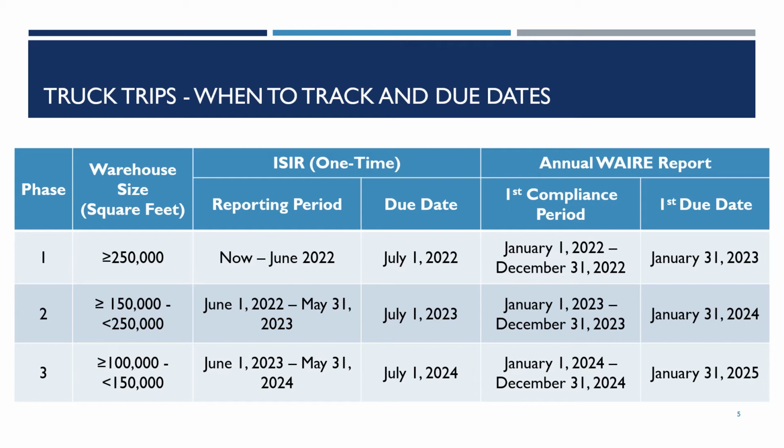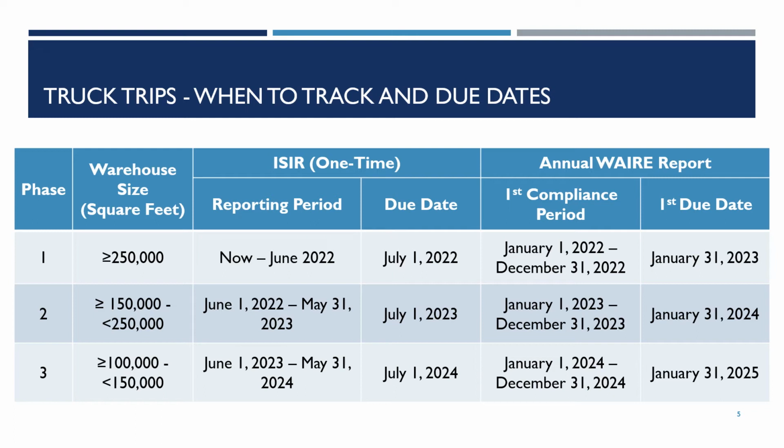The annual WAIRE report is due later, on January 31st after the first compliance period. It is due every year on January 31st, starting based on the first compliance period. For the annual WAIRE report, truck trip counts are required from January 1st through December 31st of every compliance period. These dates are not flexible.